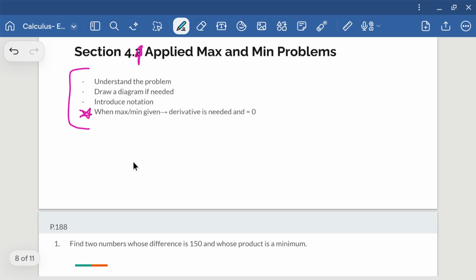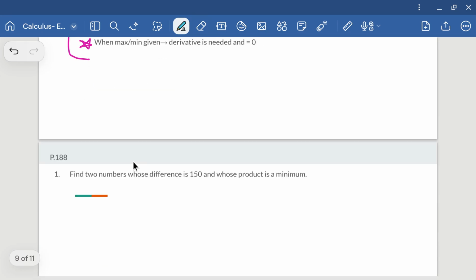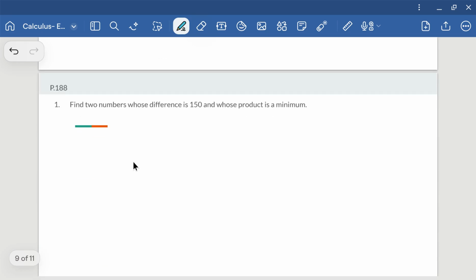When a max or min is given, that means the derivative at that point is equal to 0. So I'm just looking at the first couple questions on page 188 just to start setting up some of these problems. For this one, it says find 2 numbers whose difference is 150 and whose product is a minimum. So that means when we multiply them, it's going to equal 0.